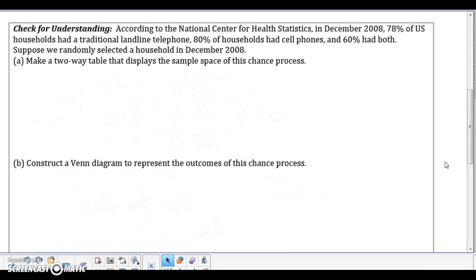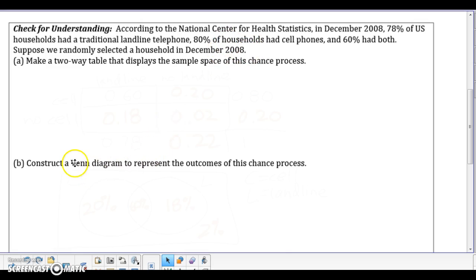Hopefully you've had a chance to try this. So, according to the National Center for Health Statistics, in December 2008, 78% of households had a landline, 80% of households had cell phones, and 60% had both. Suppose we randomly selected a household in December 2008. I strongly think that these numbers have changed quite a bit since 2008, but we'll work with the data that we already have.